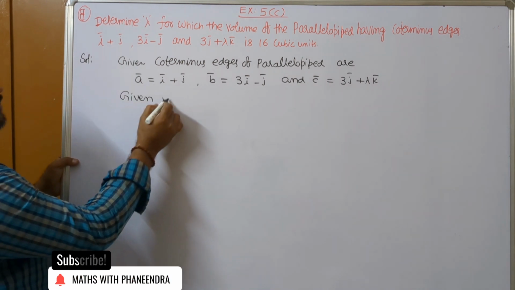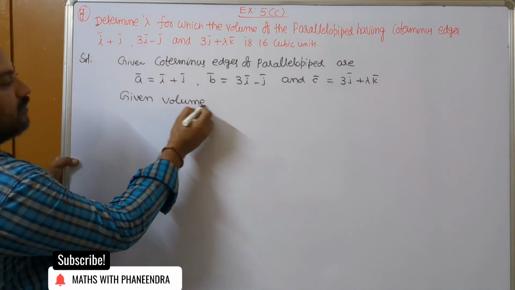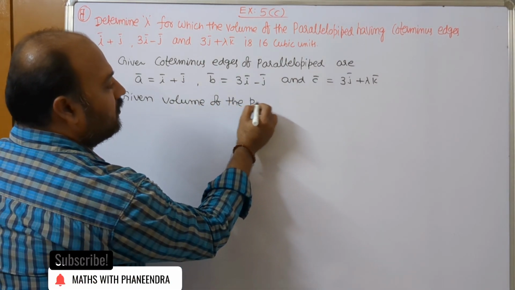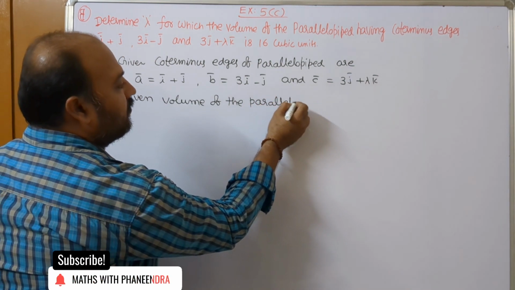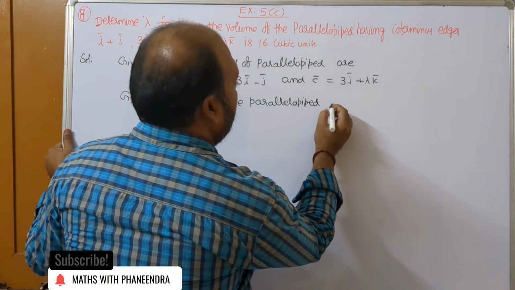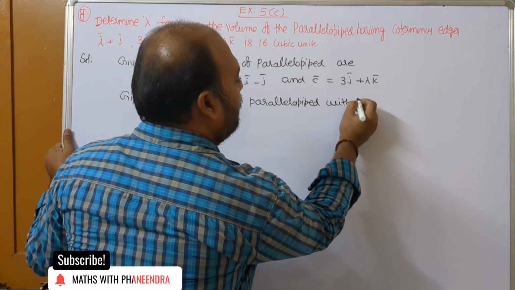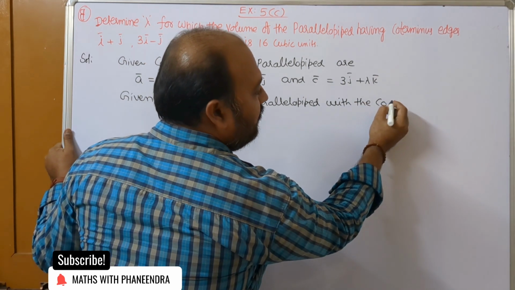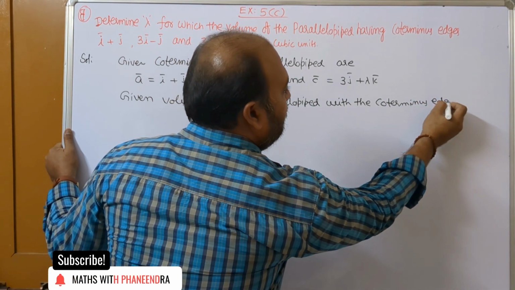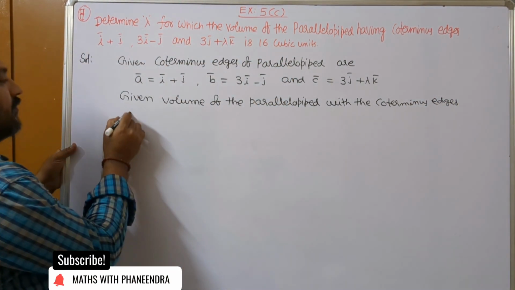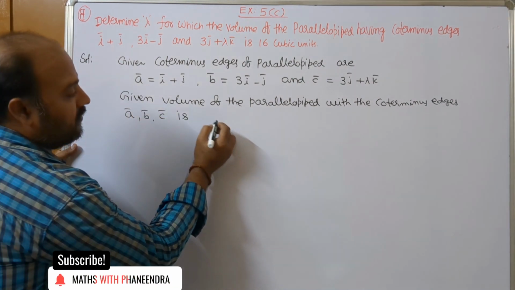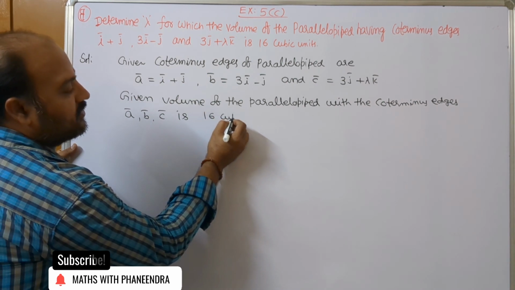Given volume of the parallelepiped with the coterminous edges a bar, b bar and c bar is 16 cubic units.